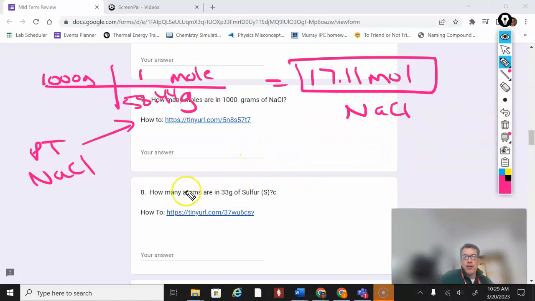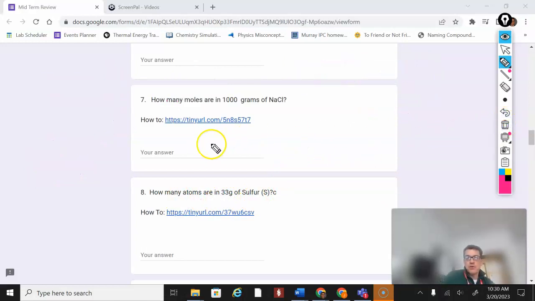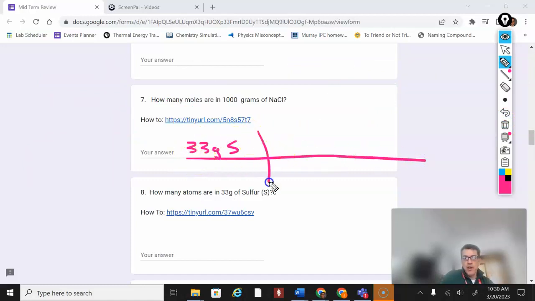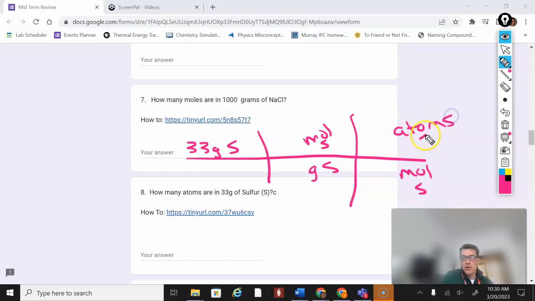All right, number 8, how many atoms are in 33 grams of sulfur? If I need to go from grams to atoms, I've got a couple of steps I need to take here. So I need to go from 33 grams of sulfur. I can't turn grams into atoms, but I can turn grams into moles. And then I can turn moles of sulfur into atoms of sulfur by Avogadro's number. So to turn grams into moles, I need to say if I have 1 mole, how many grams would that be? I get that again on the periodic table. The molar mass of sulfur is 32.7.